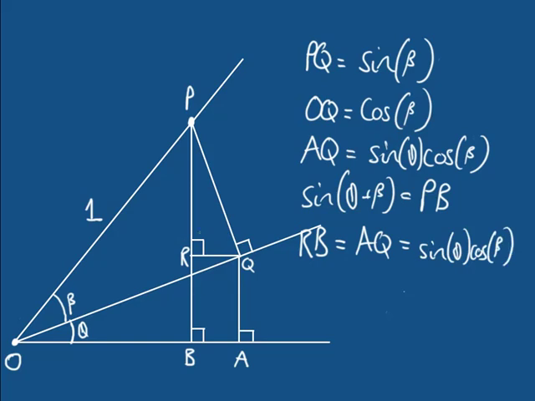So now that we've found the length of RB, all we need to do is find the length of PR. We can add those together, and that's going to give us the sine of theta plus beta, because it's going to give us PB. Now notice we've actually constructed a right angled triangle here. The triangle PRQ is a right angled triangle.